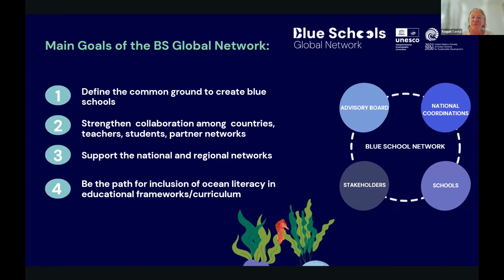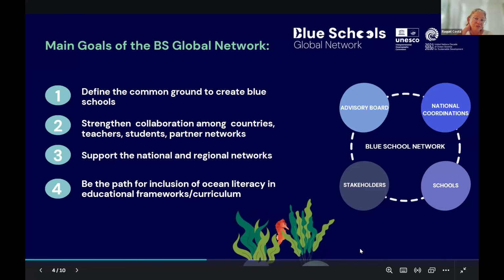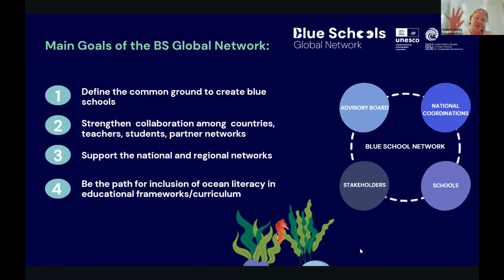So if you see the diagram on the right part of the slide, you can see that this type of network is not only about schools, but it's about inviting stakeholders and partners, and having an advisory board to help us with expertise in science, in social science, and in education. So this is a real network, with a lot of different people.